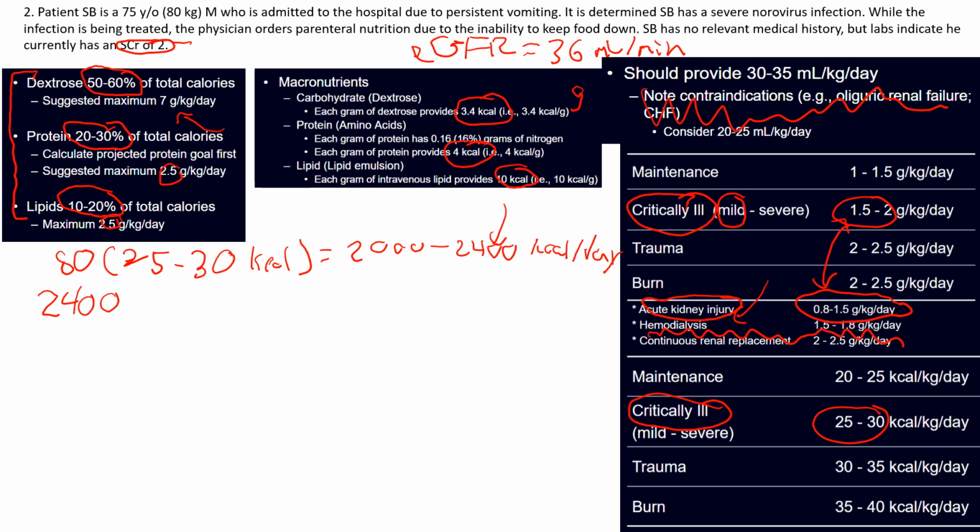We have our budget of 2,400. So let's start with protein, right? Protein's always what we like to start with. Even if dextrose is the majority of the bag, protein is just such an essential thing, especially in this problem with the AKI, that it's what I want to find first. So if we have 80 kilograms times 0.8 to 1.5 grams of protein, we get that realistically we can give our patient between 64 and about 120 grams of protein per day.